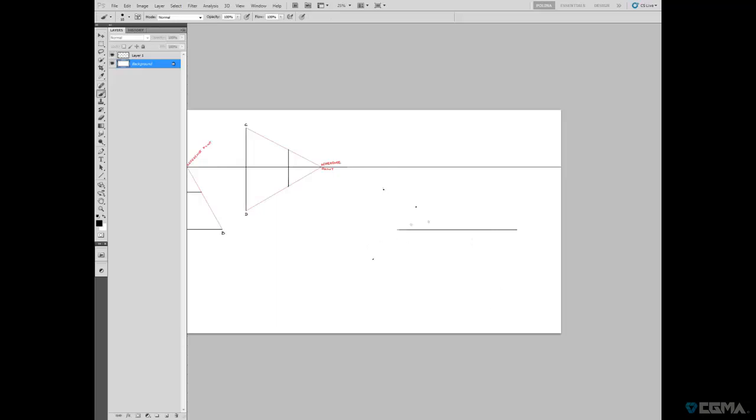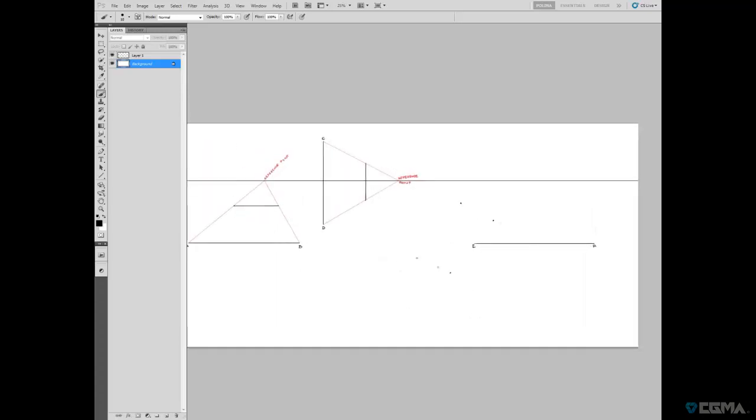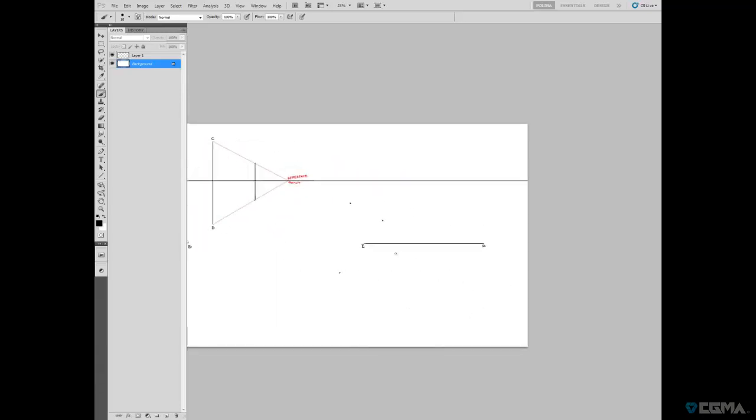Now let's transfer line EF to these 3 points. Well, it's very similar to the concept we learned here. Now we're just going to have to do more of it.